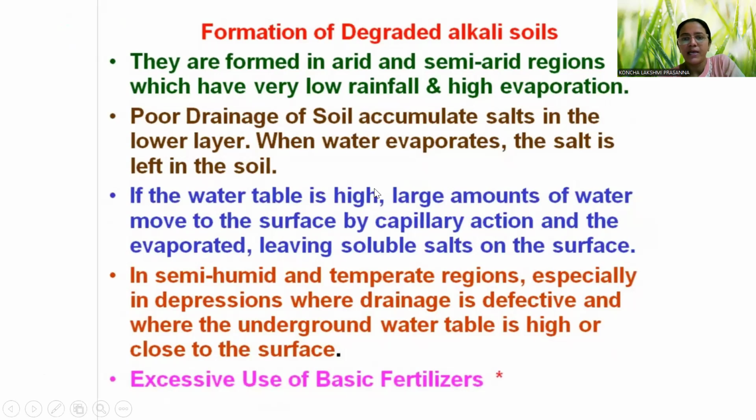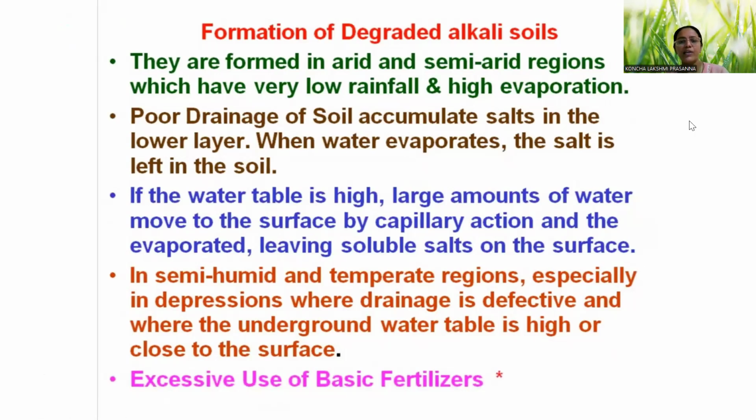If the water table is high, a large amount of water moves to the surface by capillary action and evaporation, leaving the soluble salts on the surface. In the semi-humid and temperate regions, in the depressions, drainage is a serious problem and the underground water table is high, close to the surface. These degraded alkali soils are also formed by the excessive use of basic fertilizers.